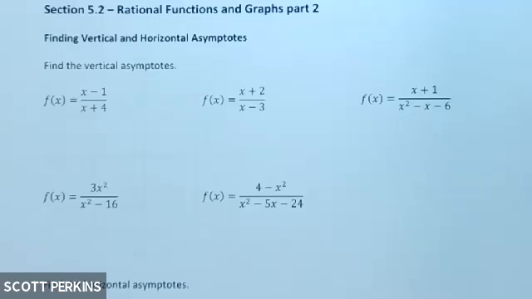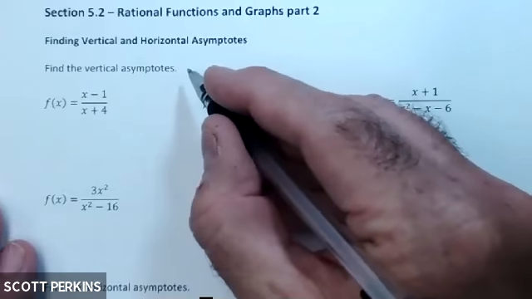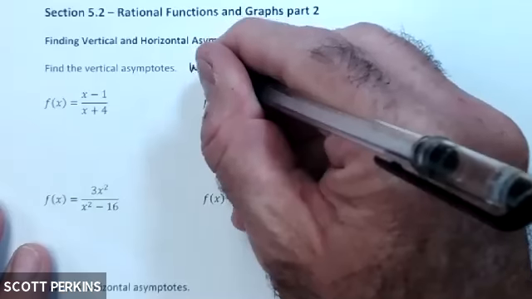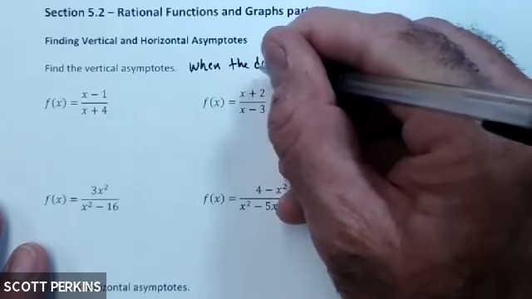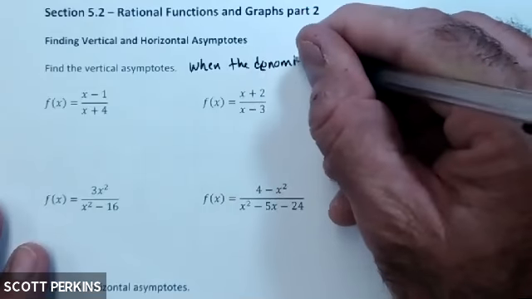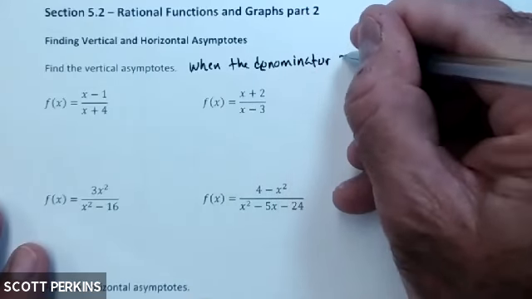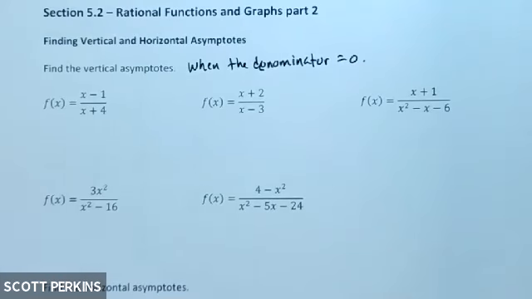Well, we kind of alluded to it in the last section. The vertical asymptote always happens when the denominator is 0. That's where I have a problem with my domain. That's where I'm going to have a vertical asymptote. So I'm going to do 1 or 2 of these. You're going to do the other ones, and then we will be done with this lesson.